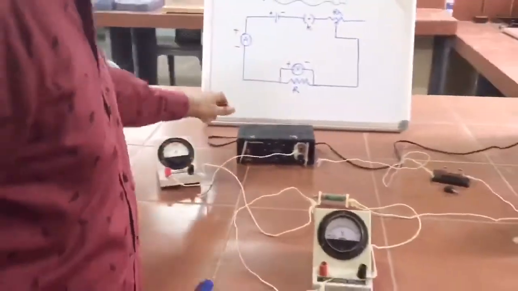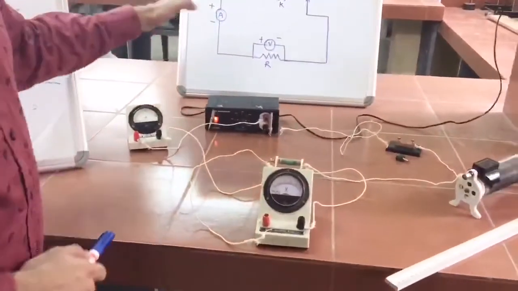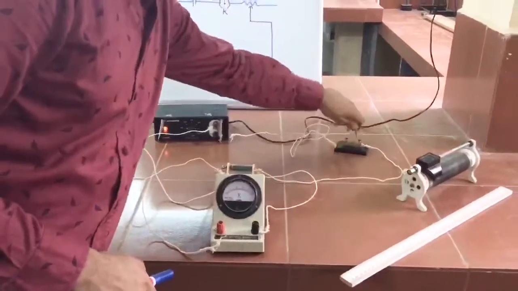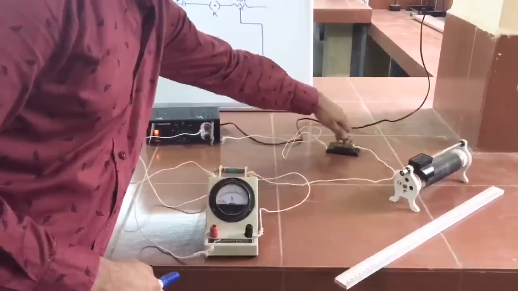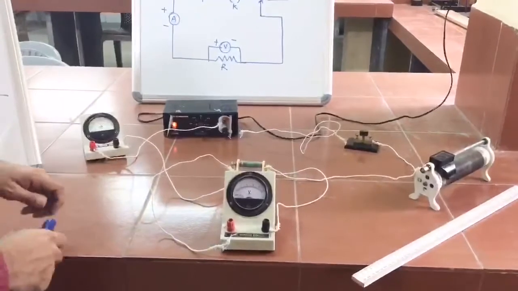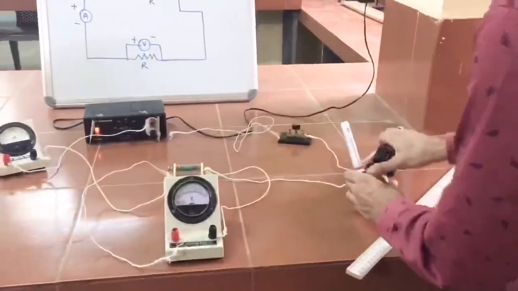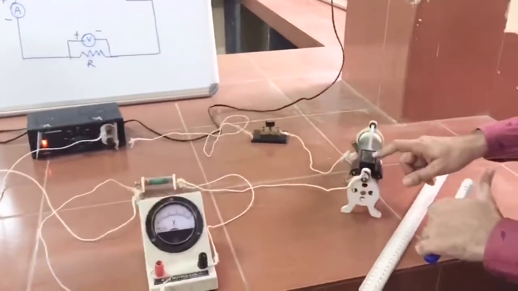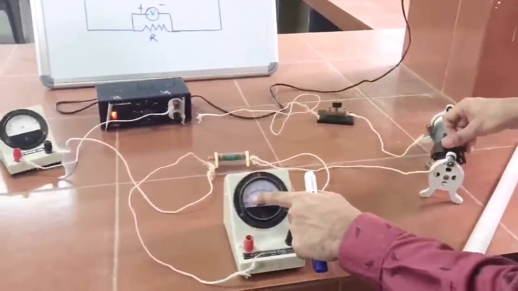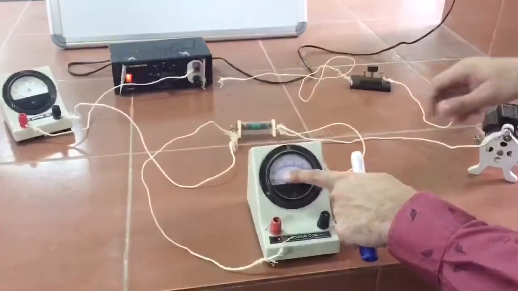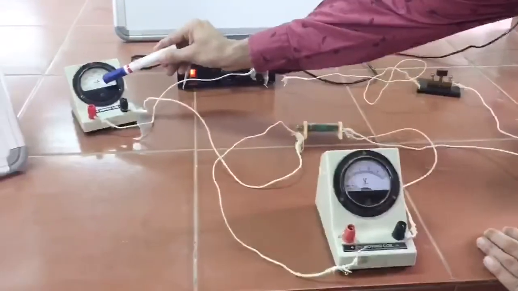So I just turn on the battery, and I am just going to put up the switch. Now the circuit is closed. Now you just need to focus: this is the rheostat I am going to adjust. You need to see the deflections in the needle in the voltmeter as well as in the milliammeter.